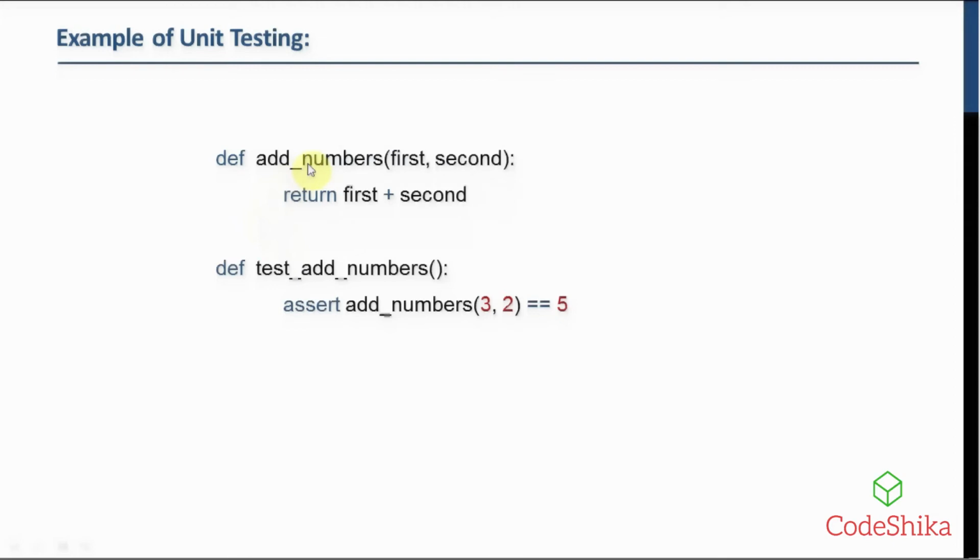Now let's see an example for unit testing. Here this is a function called add numbers, which takes two parameters as numbers, and it adds these numbers and returns the addition. Second is the function for testing the above function, called test add numbers, and here we are calling this add numbers function by passing 3 and 2, and we are checking whether its return value equals 5 or not using the assert function.